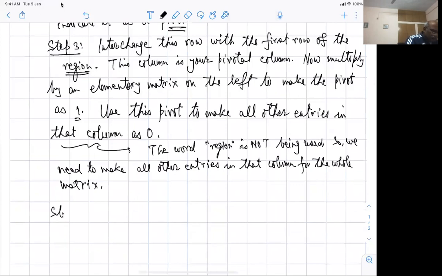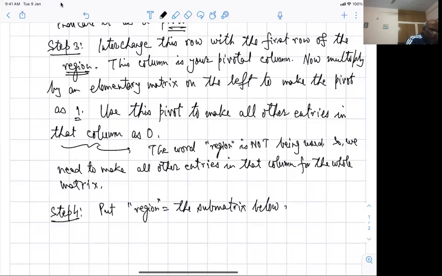What is step 4? Because you need to know how to proceed further. Step 4: put region equal to the submatrix below and to the right of the current pivot. So you have to move to the right and below. The submatrix below and to the right of the current pivot is your region now.